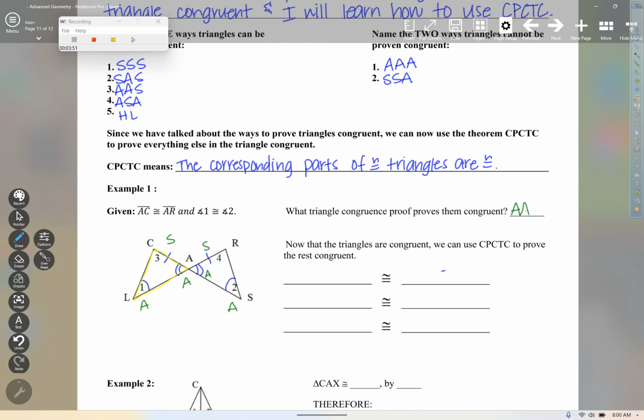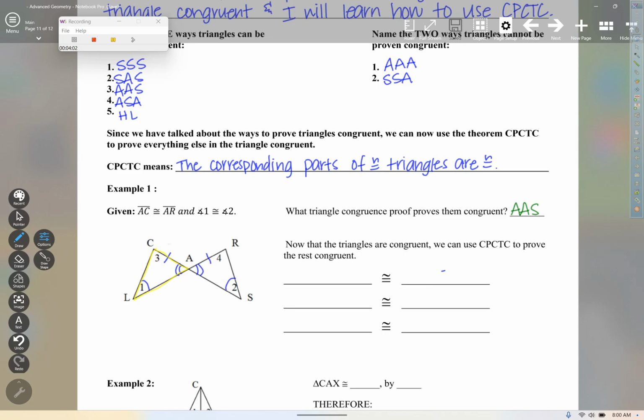Okay, so since I have proven that these triangles are congruent, now I can say all of the corresponding parts are congruent. So if you look at the picture, right now I only have 2 angles marked and a side, so I can complete the picture. So I can say CL is congruent to what's its corresponding side? Well, RS, right? Because if you were to reflect those, that would match up. So segment CL is congruent to segment RS.